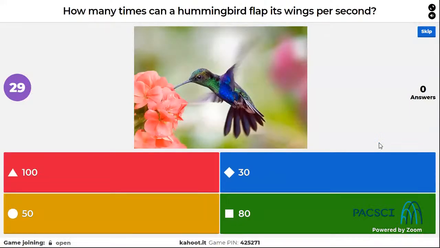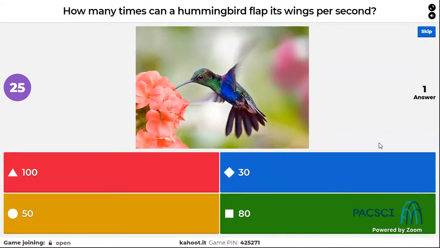I have a hummingbird feeder outside my window. I've never counted. But is it 100 times a second, 30 times in a second, 50 times in a second, or 80 times in a second?